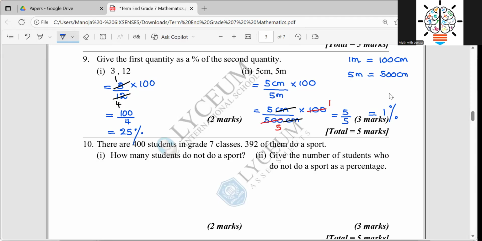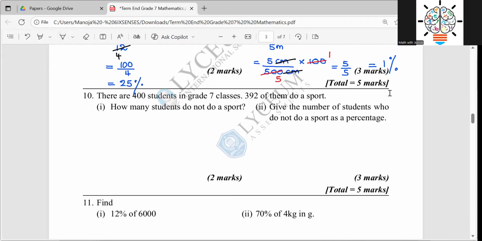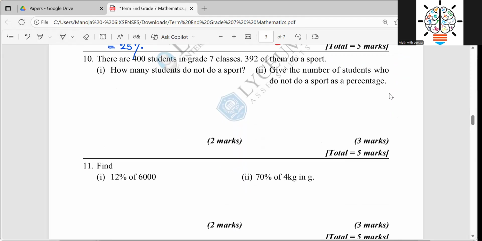Okay. Then we will move to the next one. There are 400 students in grade 7 classes.